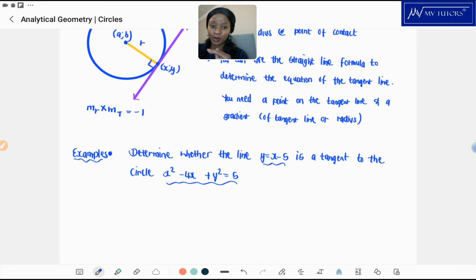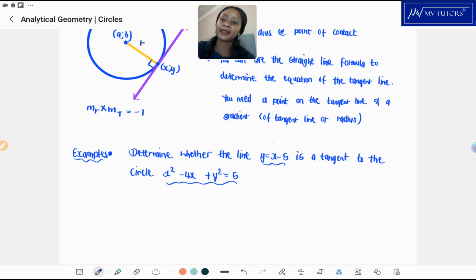If I don't have any solutions, it means that the line and the circle are not touching at all. If I have two solutions for x and two solutions for y, it means that I don't have a tangent line. I just have a line that cuts the circle. It's more like a secant line. Okay, so let us do it.